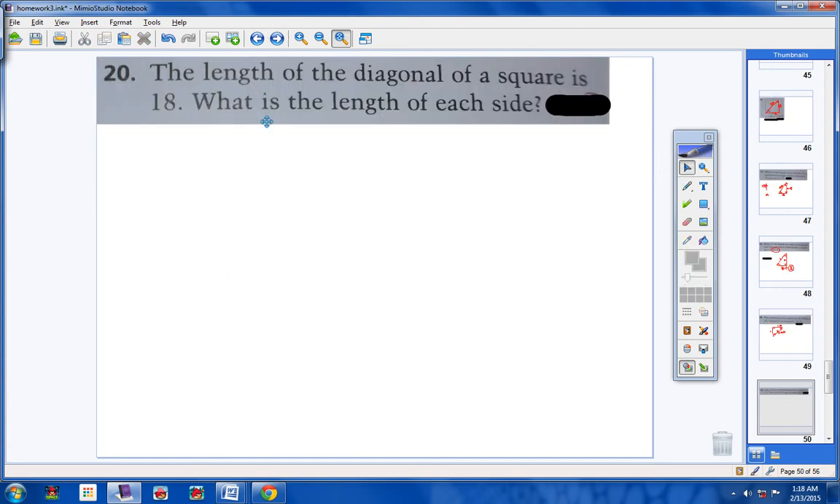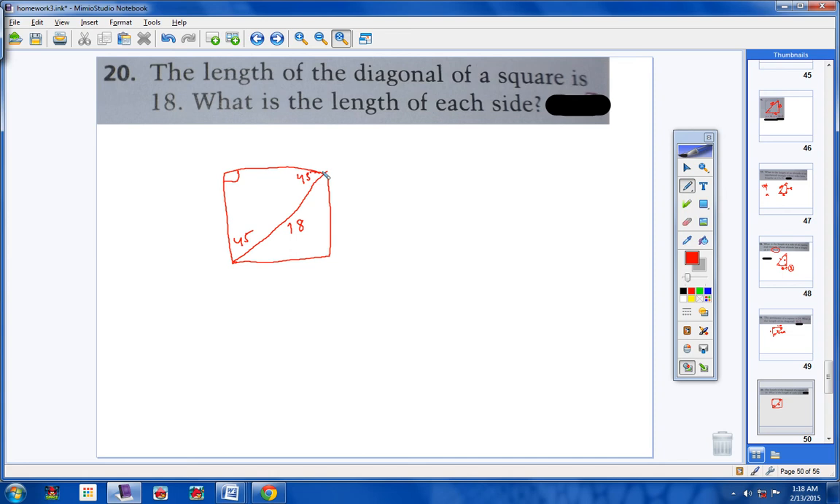Alright, number 20. The length of the diagonal of a square is 18. What is the length of each side? Okay, no problem. So again I've got a square. I draw my diagonal. I know I've got 90 degrees here, 45 here, 45 here. So the length of the diagonal is 18. So find the length of each side.